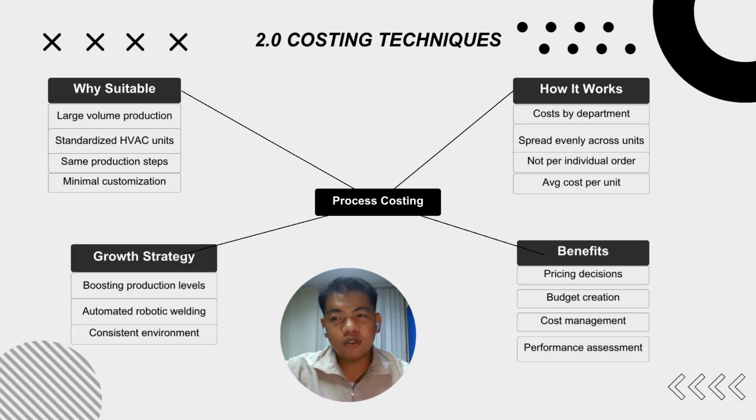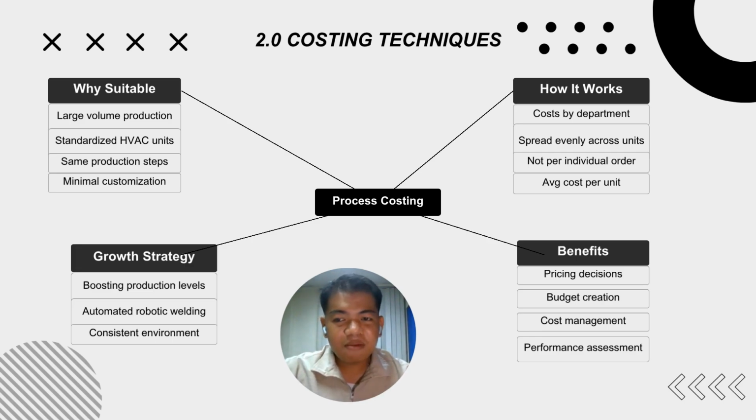Moving into our cost analysis, we have selected process costing as the appropriate technique. Why it's suitable: since our HVAC production involves large volumes of standardized units undergoing identical production steps with minimal customization, process costing is the most accurate method. How it works: unlike job order costing, we track costs by department and spread them evenly across all units produced, rather than focusing on individual orders. This gives us a reliable average cost per unit.